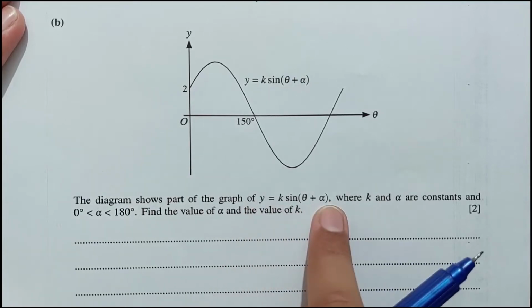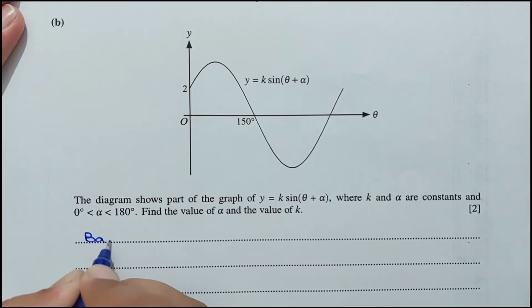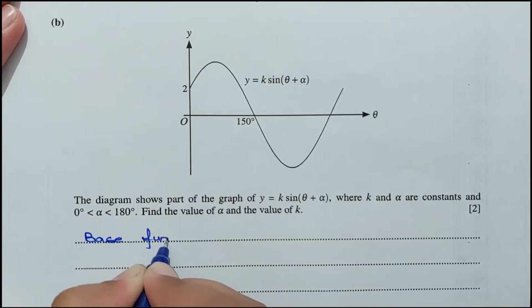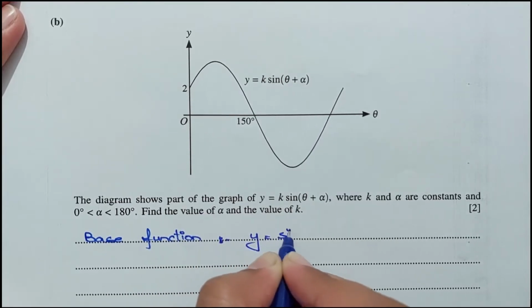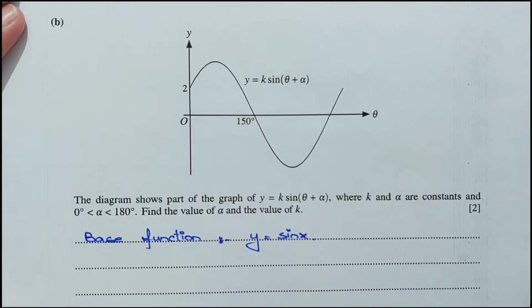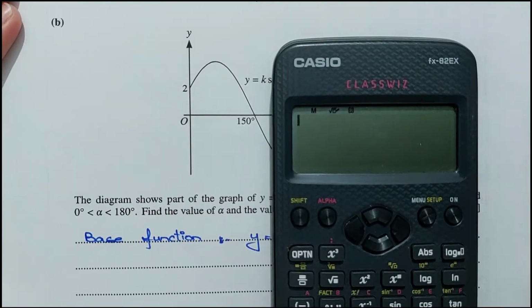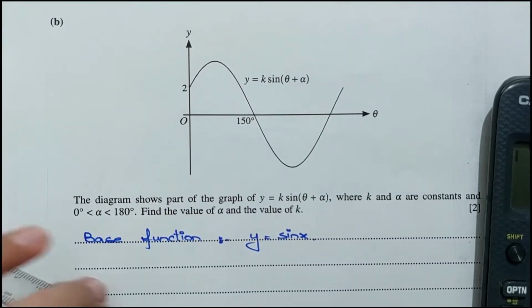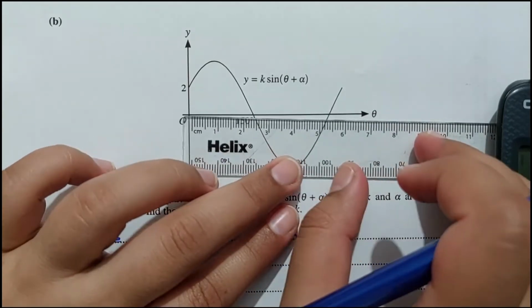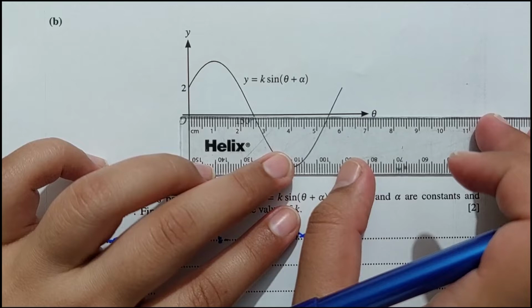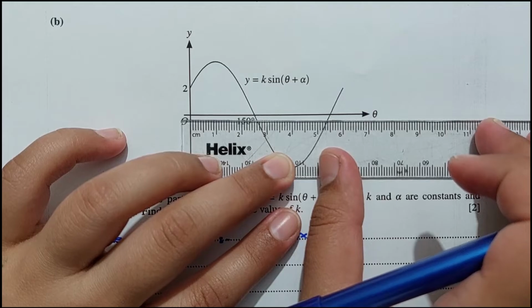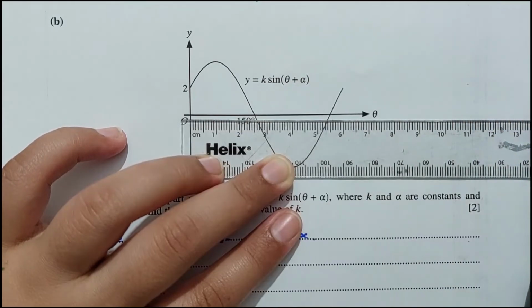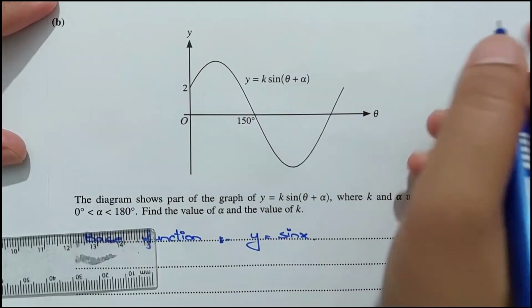So what is the base function of this? The base or the parent function is y equals sine x. That is my base function. So let me draw the graph of sine x between 0 to 180. Okay, so let me start with 0. So where is 150? Between 0 to 180 alpha should lie.